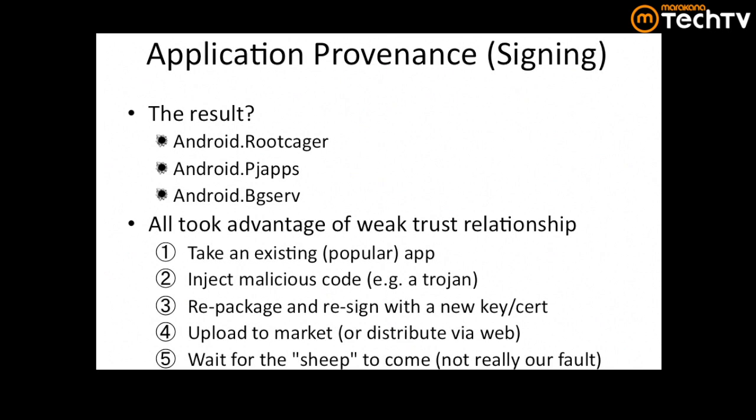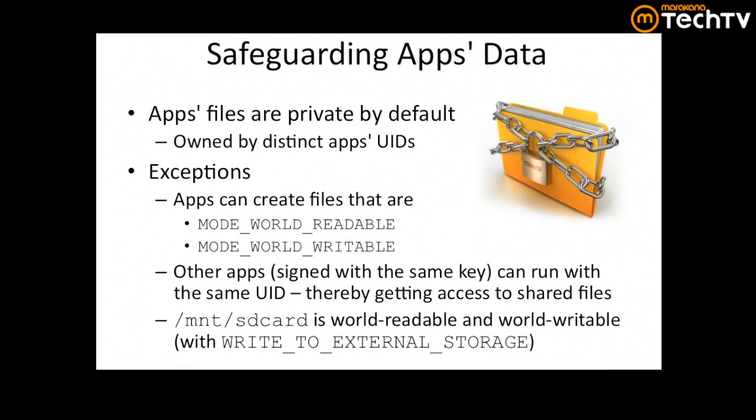So they all took advantage of the weak trust relationship. I mean, these are the steps: you take an existing app, you pirate it, right? You inject malicious code, you repackage it, re-sign it, re-upload it, and then just wait for the sheep to come. Okay? Now, safeguarding our app's data. So we're now moving to the data section. Hopefully we're done with this idea of provenance, and hopefully you understand that there are some real issues for Google to address in this place.